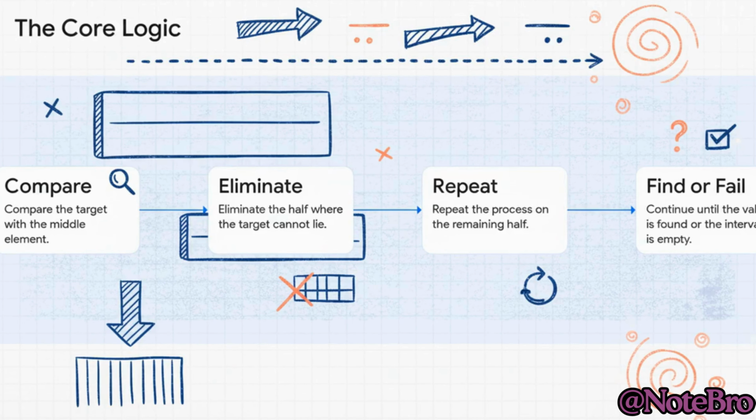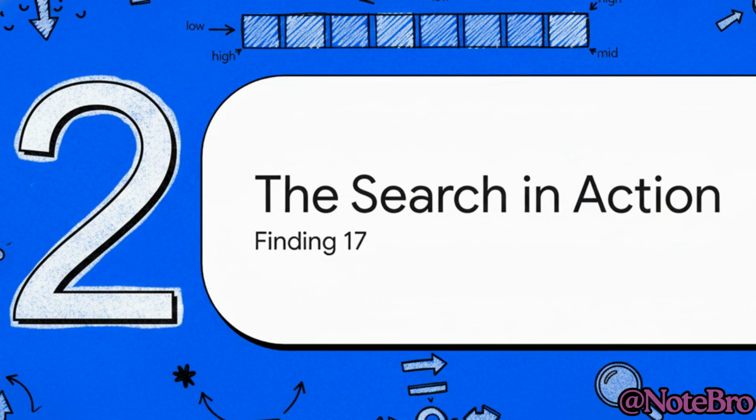So really, it's just this simple loop. You find the middle, you make a comparison, you eliminate half the problem, and then you just do it again. You keep slicing the search space in half, over and over, until you've either cornered your number or you've proven it's not there at all. All right, enough with the theory. Let's see this thing in action.